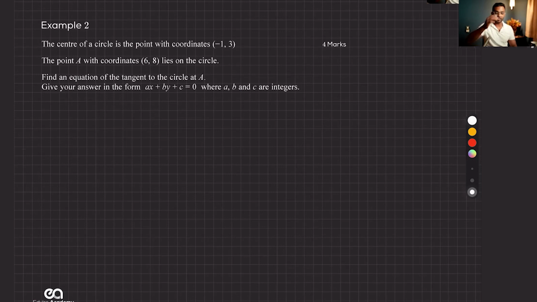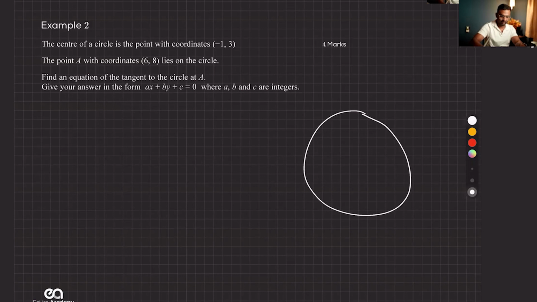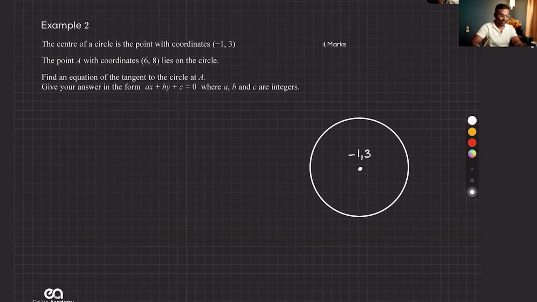Okay, let's read through. The center of a circle with a point coordinates. Oh, I don't like this question now. Circle center minus 1, 3. Okay, we need a diagram for this with the coordinates. So that line is done.